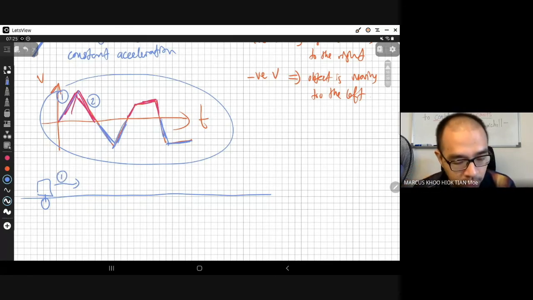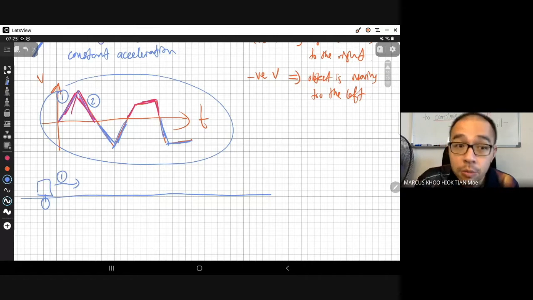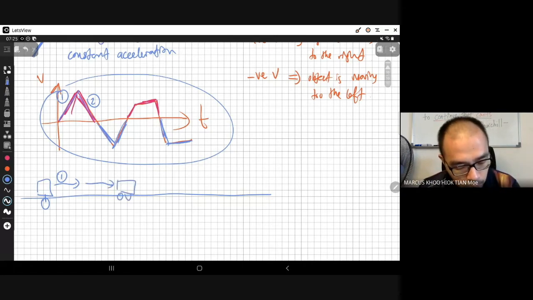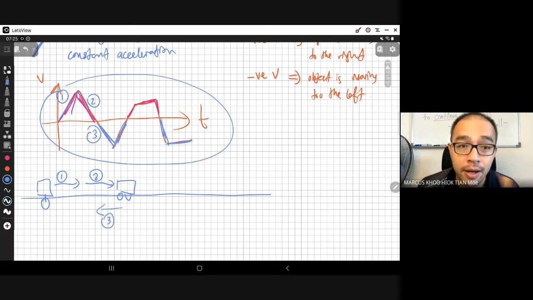Decreasing velocity. The velocity is getting less, but it's still moving to the right. So move to the right some more. 2. Okay, 3. It is increasing velocity, increasing negative velocity to the left. So this one is patah balik. 3. Okay, this one is decreasing velocity, but to the left, 4.